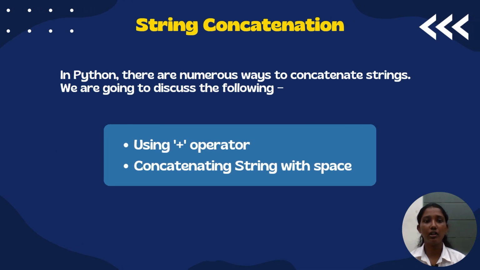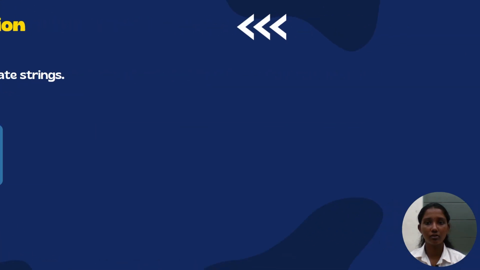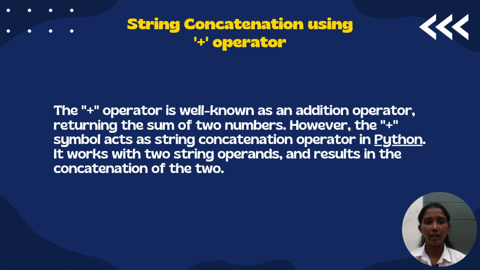String concatenation. In Python, there are numerous ways to concatenate strings. We are going to discuss the following. First one, using the addition operator. The addition operator normally returns the sum of two numbers. However, the addition symbol acts as the string concatenation operator in Python. It works with two string operands and results in the concatenation of the two.